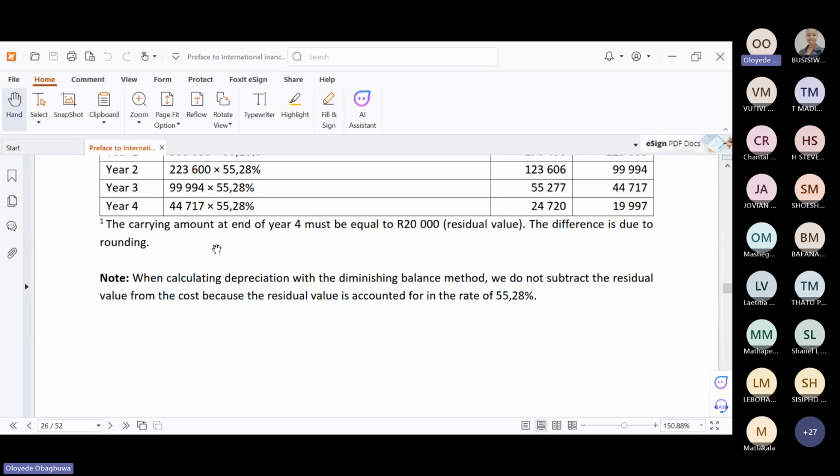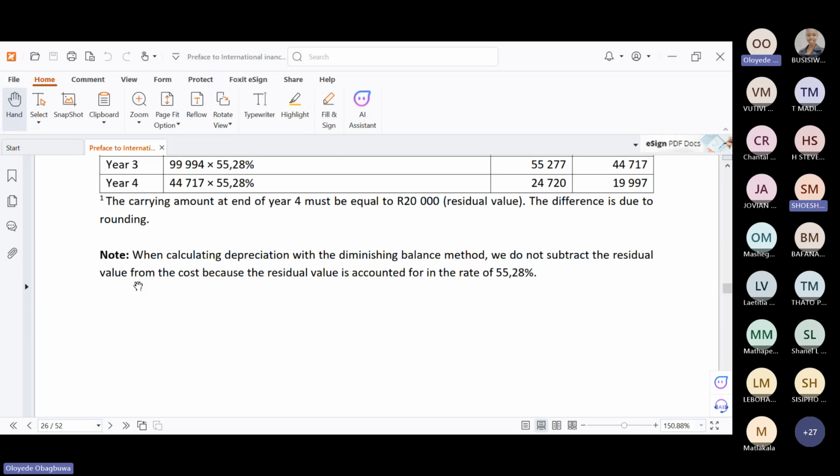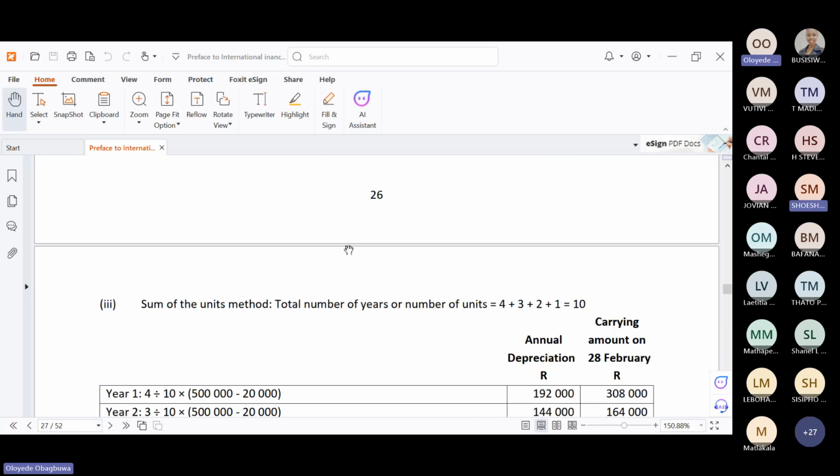The carrying amount at the end of the 4 years must be equal to 20,000, which is the residual value. The difference is due to rounding errors. Note, when calculating depreciation with the diminishing balance method, you do not subtract the residual value from the cost because the residual value is accounted for in the rate. You only do that for the straight line method.